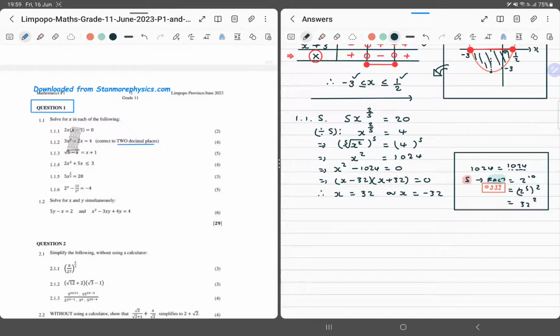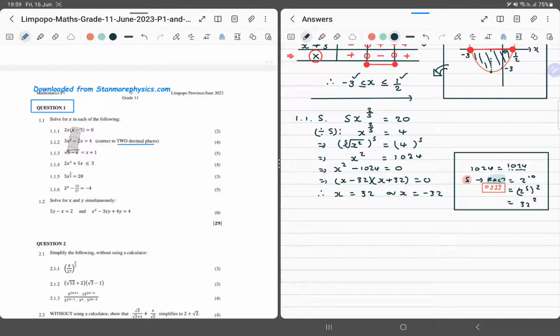Now, what do we do here? We have a bit of a situation, don't we? Yes, because now we have to decide, do these work together? The answer is, let's find out.